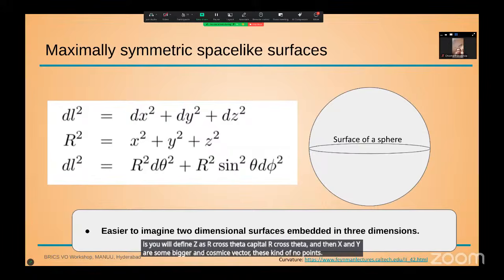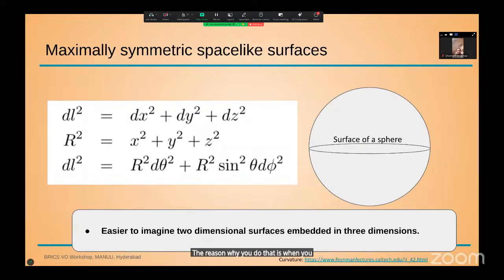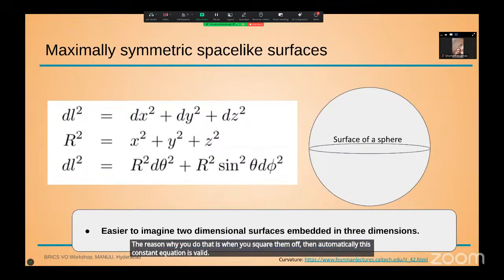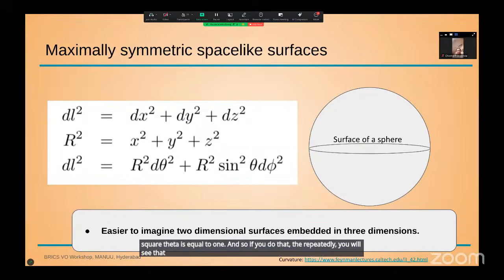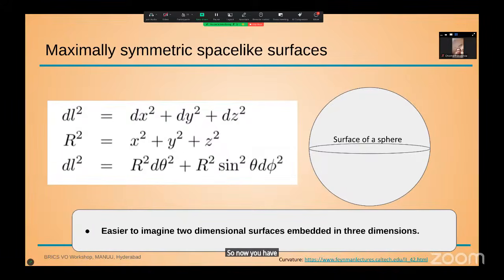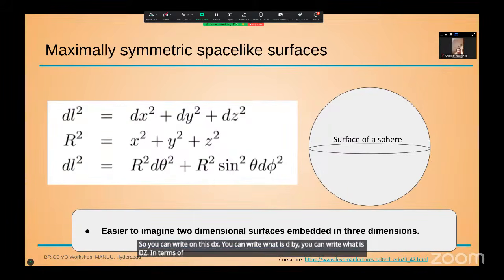The reason why you do that is when you square them off, then automatically this constraint equation is valid. Right? Because cos square theta plus sin square theta is equal to 1. And so if you do that repeatedly, you will be able to obey this constraint equation. So now you have a transformation from x, y, z to theta and phi. So you can write what is dx, dy, and dz in terms of d theta and d phi.